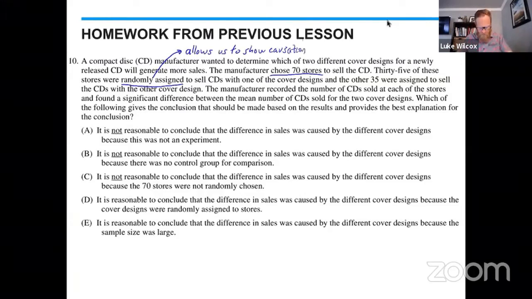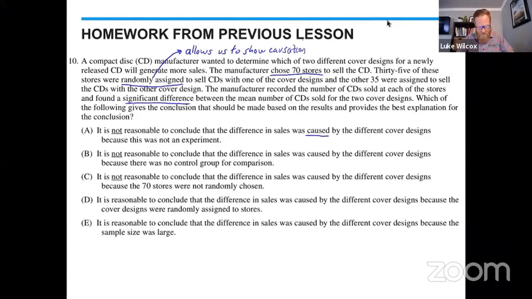All right, to finish up, the manufacturer recorded the number of CDs sold at each of the stores and found a significant difference between the mean number of CDs sold for the two cover designs. Which of the following gives the conclusion that should be made based on the results and provides the best explanation for the conclusion? If we just look at answer choice A, it says that it is not reasonable to conclude that the difference in sales was caused by the different cover designs.